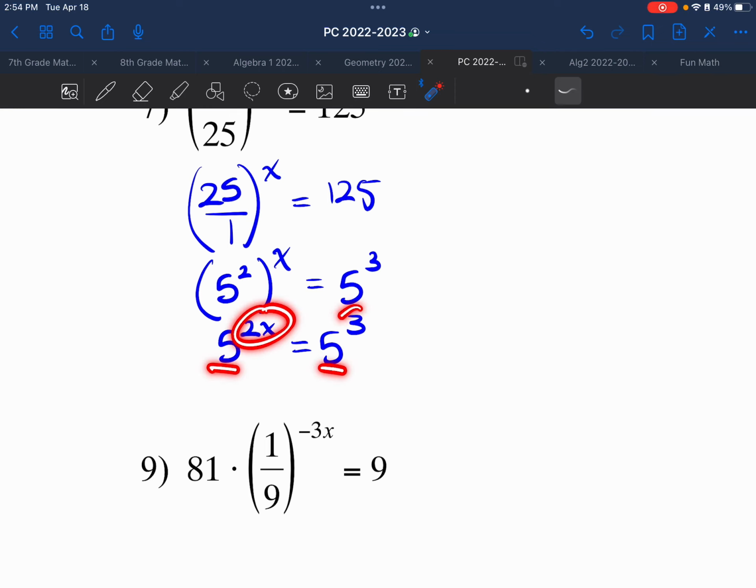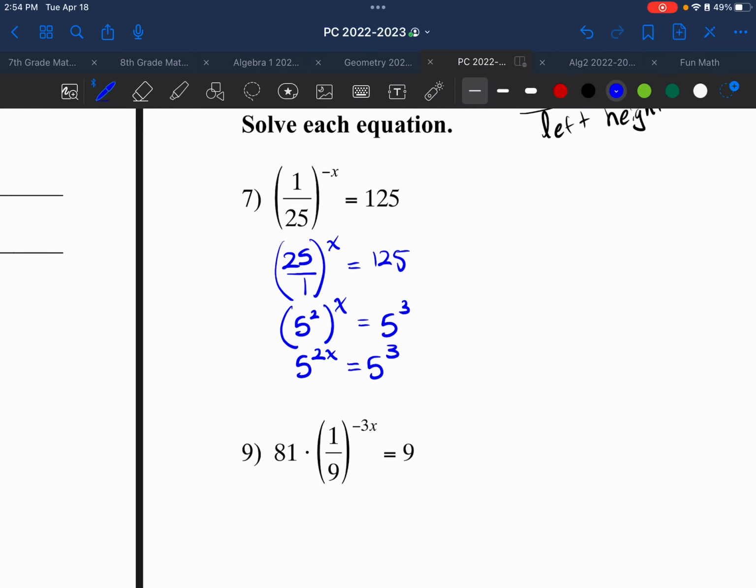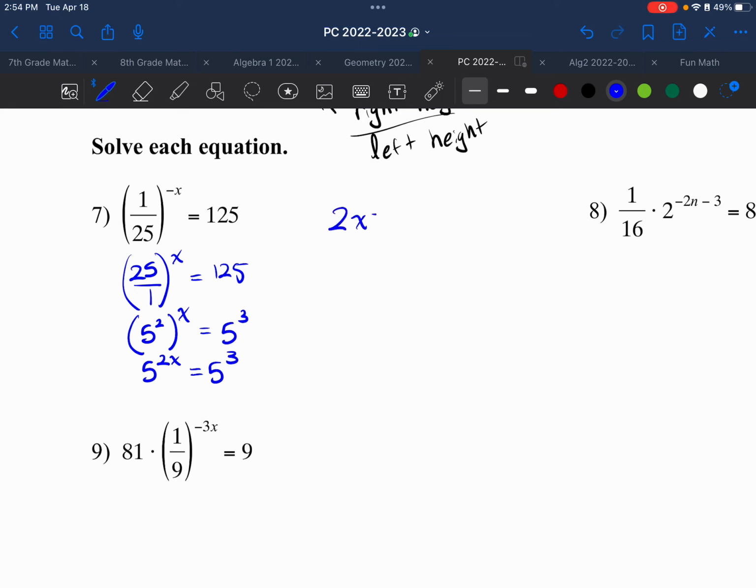So these 2x and 3 need to be set equal to each other, giving me 2x is equal to 3. And then I solve by dividing both sides by 2, and x is equal to 3 halves, or if you want a decimal, 1.5. So I'm going to go ahead and box both of those. You can use whichever one you want. I'm pretty sure the answer key will have a fraction. I hope so, because I like fractions.